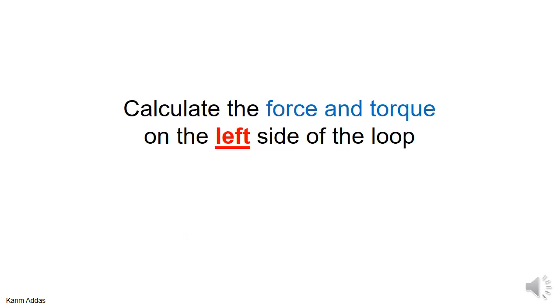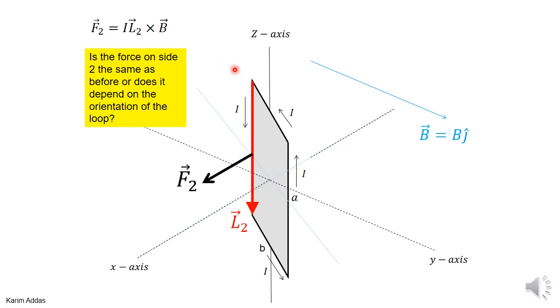What do you expect the force and torque will be like on the left side? The torque should be the same because the force is trying to do exactly the same thing as the other force was trying to do. And the force will be the same force as it was before when the loop was in the YZ plane.